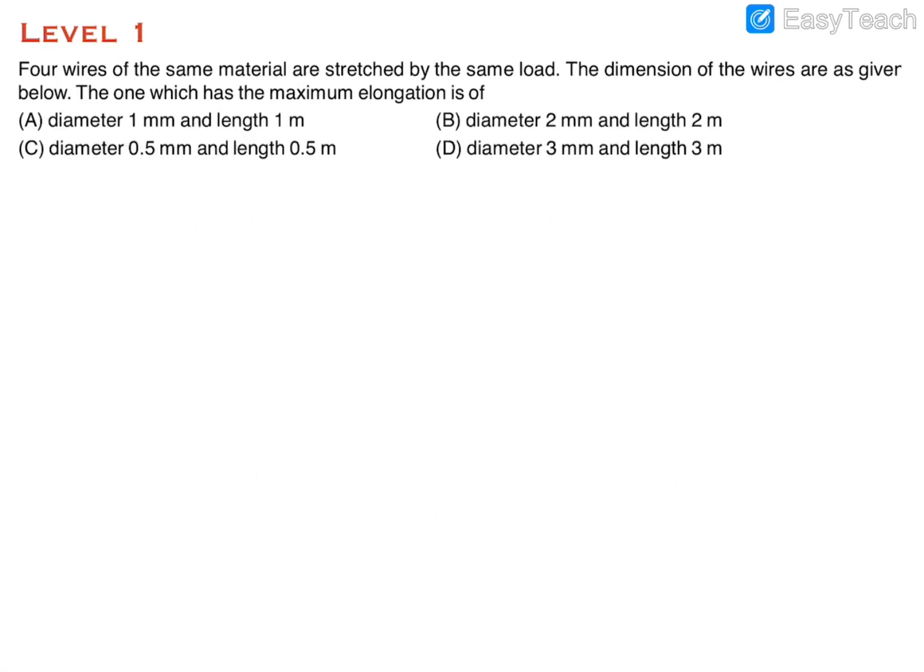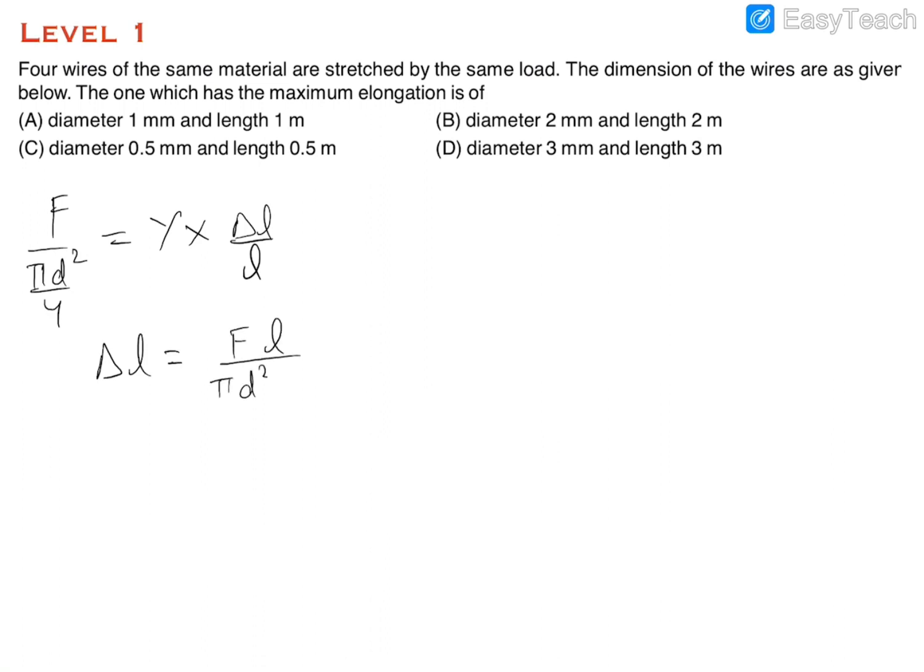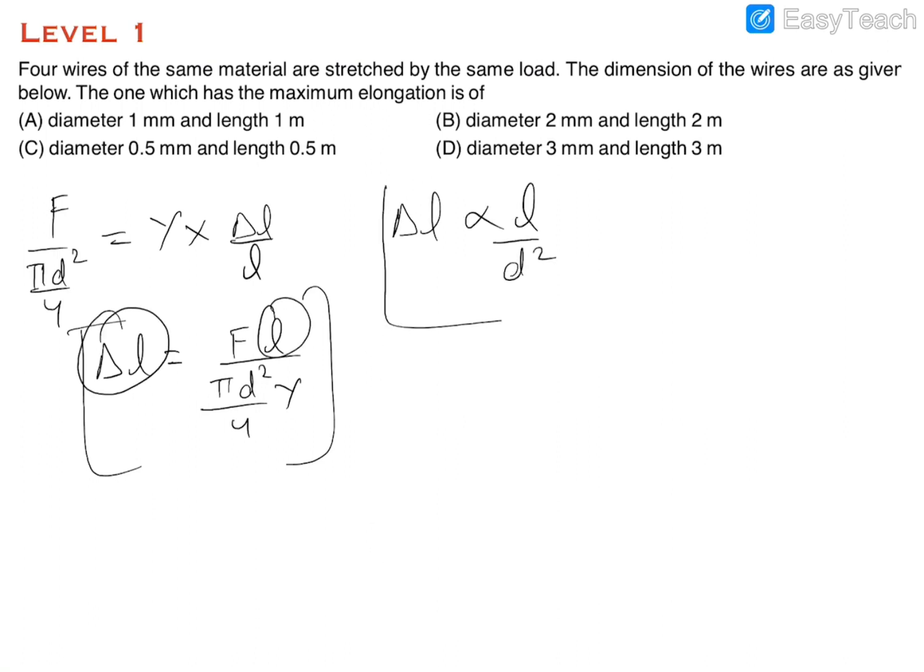In this question, there are 4 wires of the same material and they are applied with the same force, same load. The dimensions of the wires are given below as a set of 4 options. So we have to find out which wire will have the maximum elongation. Now we know that F upon pi d square by 4, which is force upon area, which is stress, is equal to gamma into delta L by L. So delta L will be equal to F L by pi d square by 4 gamma.